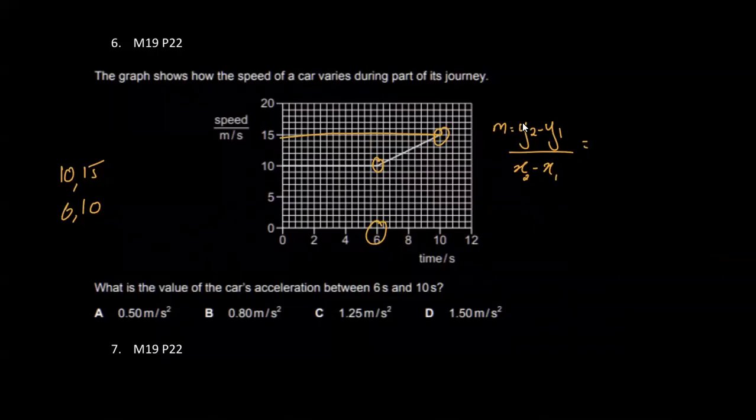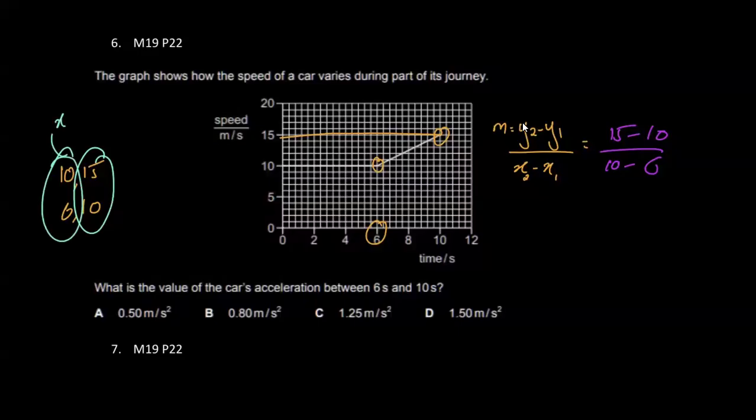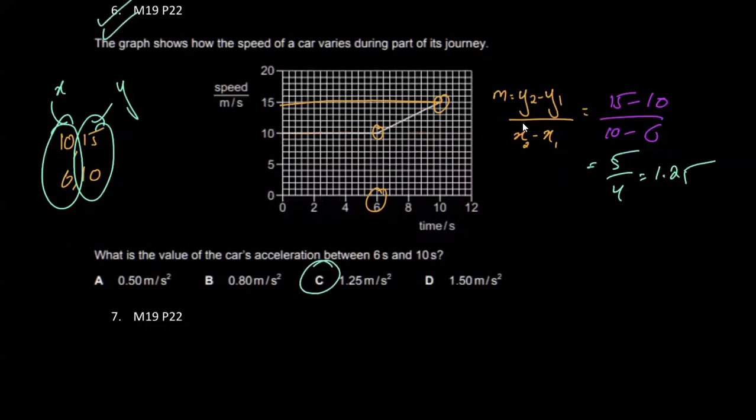What's the answer? 1.25. So we'll just substitute the values. Again, 15 minus 10 over 10 minus 6. It's very simple. You just substitute these values. You subtract both of these, and you subtract both of these. These are the x coordinates, these are the y coordinates. You all know that, right? I'm pretty sure you do. So it's going to be 5 over 4, which is 1.25. So your answer is going to be C. Easy.